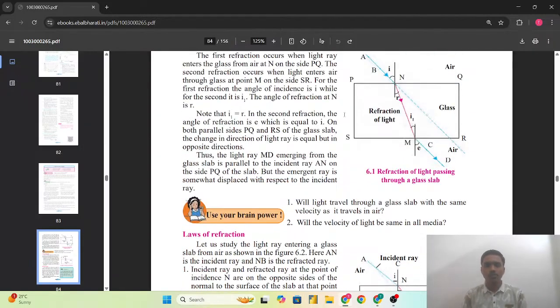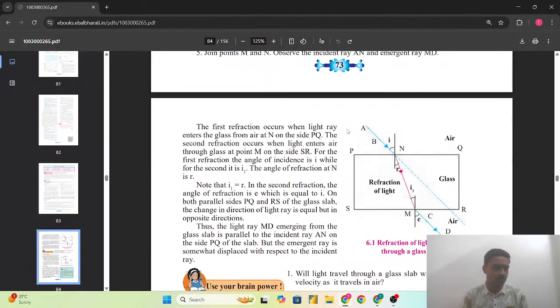This activity is also important as it may be asked in the exam. From this activity, they may ask for the explanation of the refraction of the light, that is, how the refraction of light is occurring.